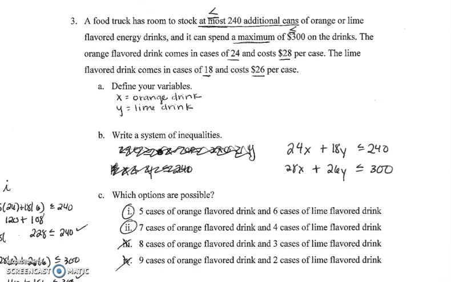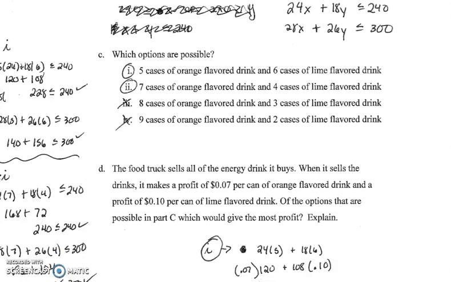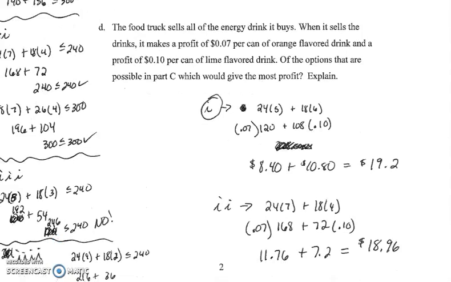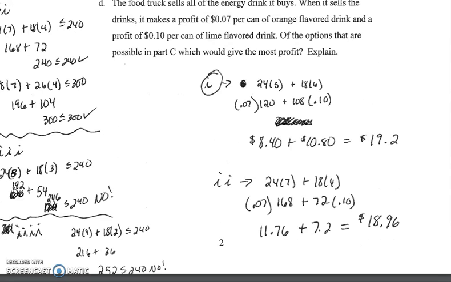X is orange drink, Y is lime drink. This is probably the most common: 24x plus 18y, because it's 24 cans and 18 cans, and they have room for 240 cans. Then the next inequality is about money, $28, $26, and then $300. Okay. Which options are possible? So you are plugging in these 4 different scenarios and checking to see if they work. That was probably the more labor-intensive part of this. You can see my work is on there.